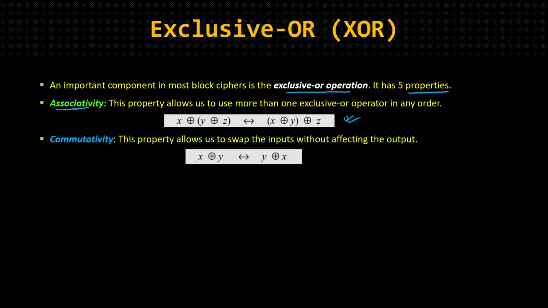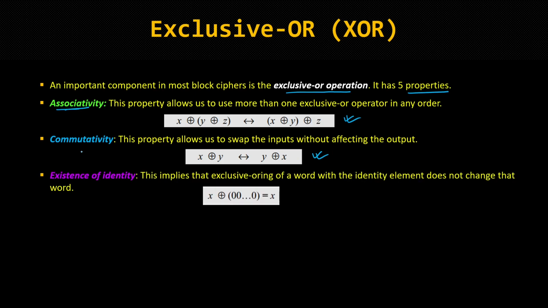So as you can see here, x XOR y can be written as y XOR x. So the result will be the same. After commutativity, we have the existence of identity. So this implies that the exclusive ORing of a word with the identity element, which is 0, 0, 0, does not change that word. If we perform an operation where x is exclusive ORed with the identity element, then we will be getting x. Okay, so this property is known as the existence of identity.